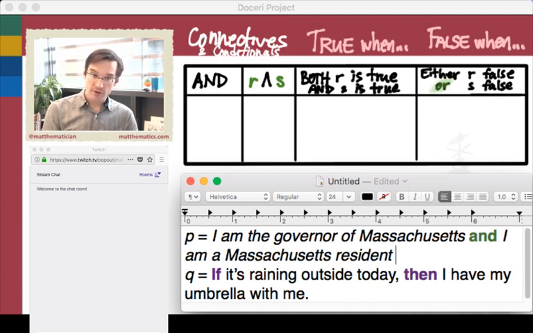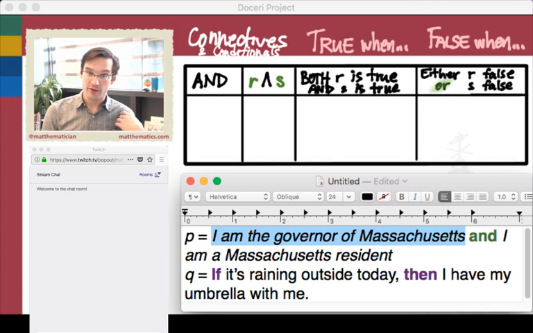But if I'm a lawyer for the defense trying to prove that this statement is false, it doesn't matter if I can poke holes in both of these propositions. All I really need to do is poke a hole in one of them. And naturally, if I'm a prosecutor, or a defense attorney or whatever, I'm going to poke a hole in this one. I, in fact, am not currently the governor of Massachusetts.